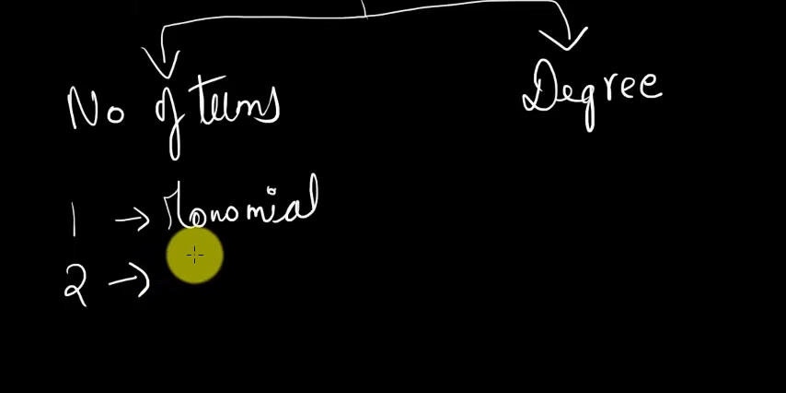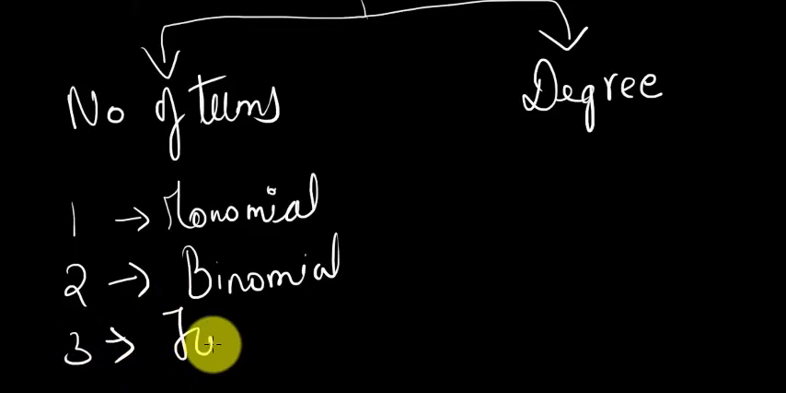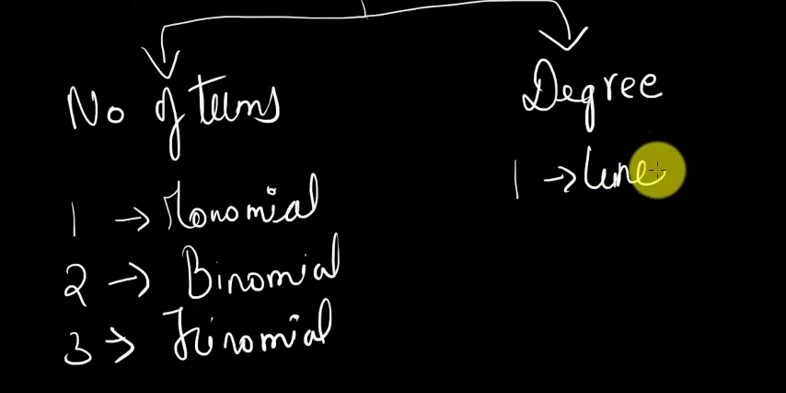If we have two terms, then we call that a binomial. And if it has three terms, we call that a trinomial. And anything above three is simply called a polynomial. So that's one kind of classification of polynomials. The other classification is based on the degree. If the degree of the equation is 1, we call that a linear equation.